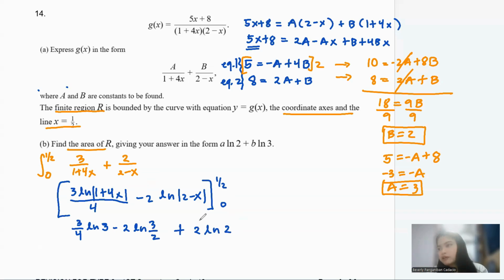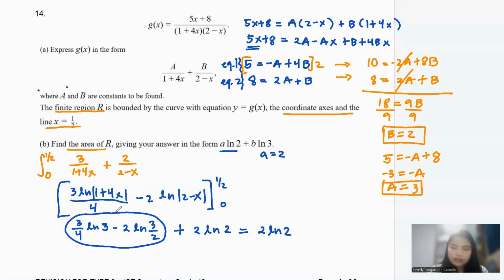Okay, now are we on the correct track? 2 ln 2. Okay, nice. What else can we do? Combine everything that we can. I want a ln 2, so actually this one is already okay. That's the fixed one, 2 ln 2, meaning to say my a is equal to 2. Now I just need to combine the two terms.